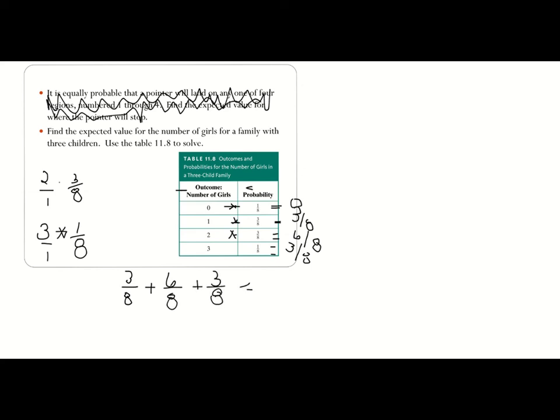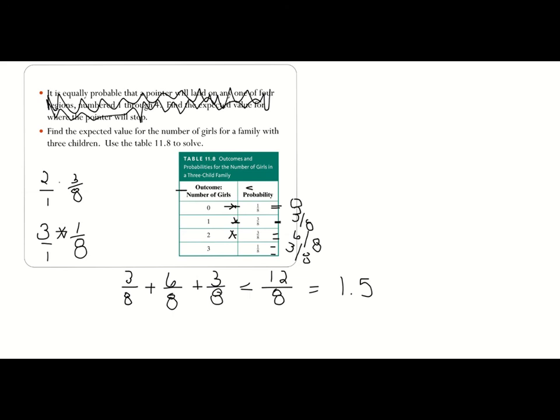So 3 plus 6 is 9. 9 plus 3 is 12. We have 12/8. Or if I simplify that, 12/8 is equal to exactly 1.5. So here they're saying if you have a family with 3 children, you're expected to have 1.5 girls.